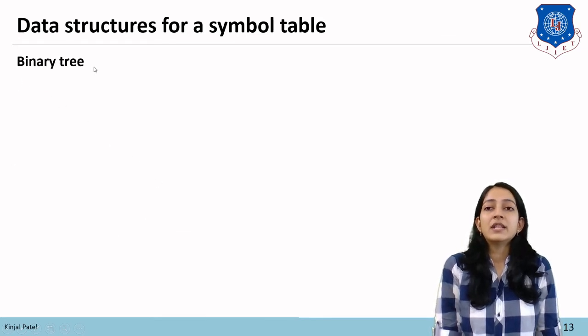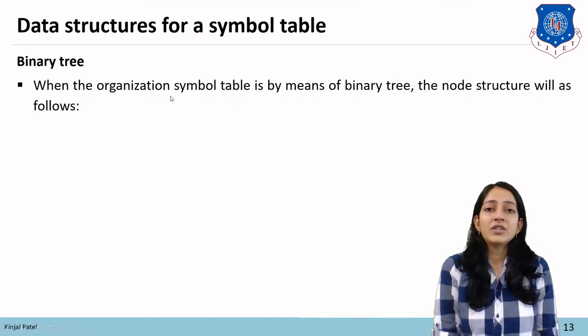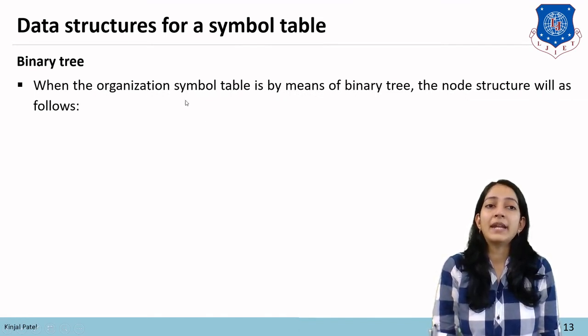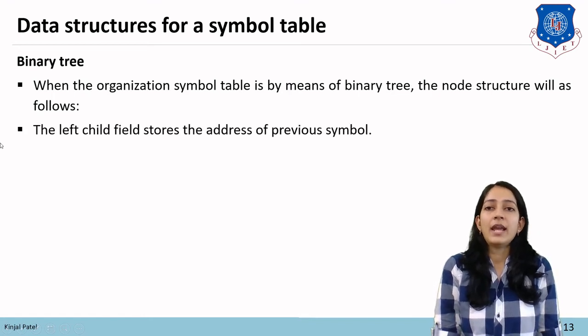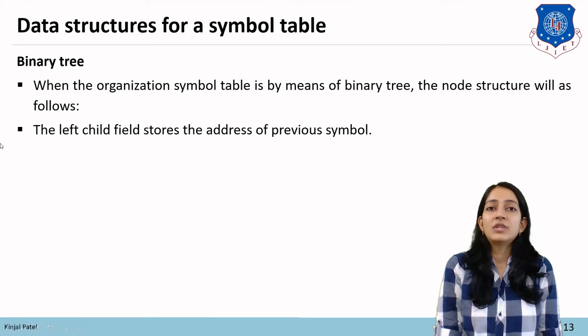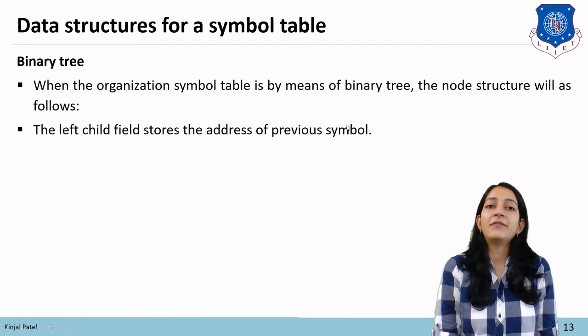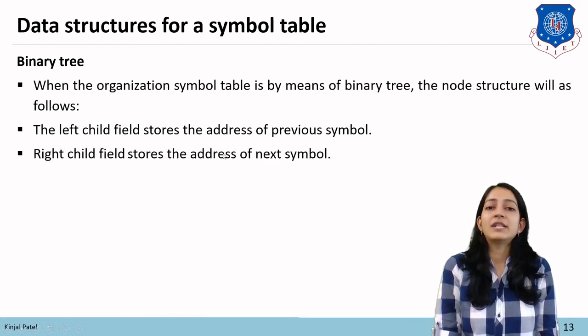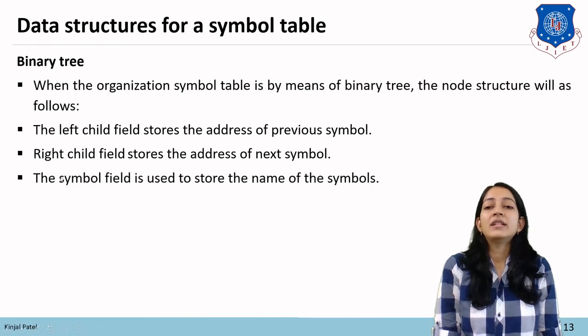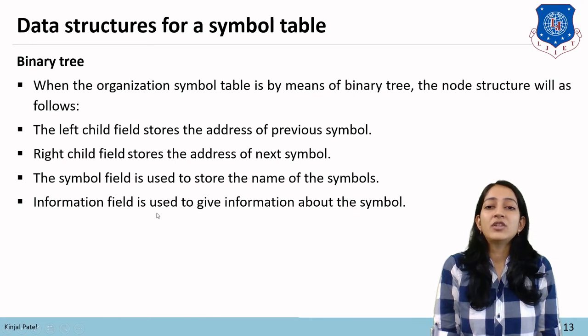Now the next data structure is the binary tree. When the symbol table is organized by means of a binary tree, the node structure is as follows: there are two children in the binary tree, a left child and a right child. The left child stores the address of the previous symbol and the right child field stores the address of the next symbol. The symbol field is used to store the name of the symbol. So each variable has the information of its previous symbol and its next symbol.